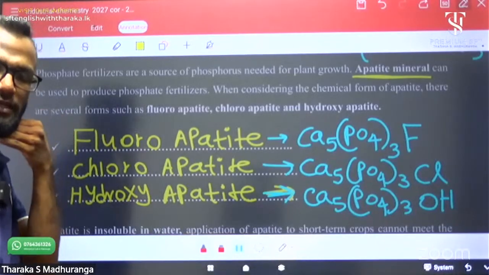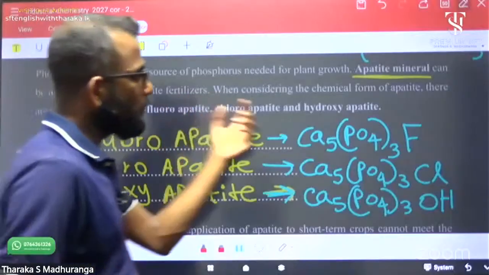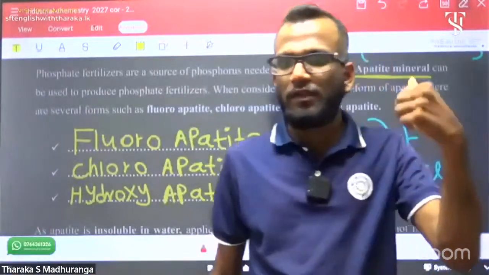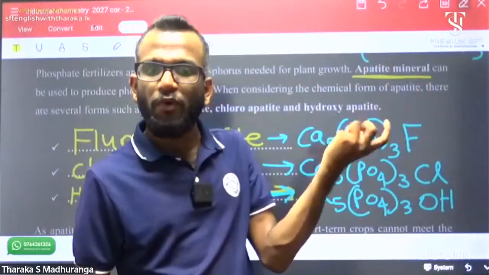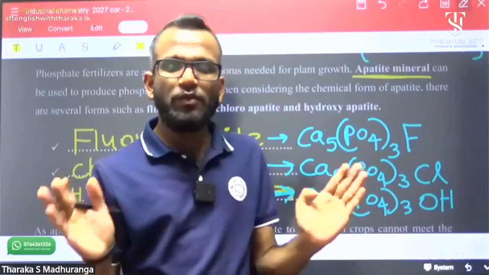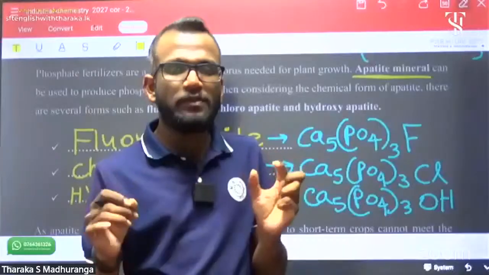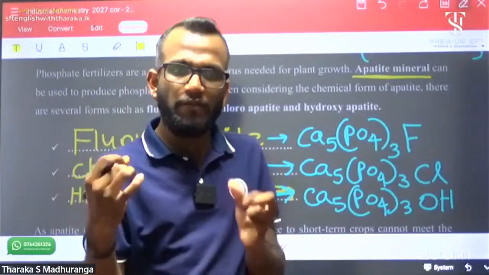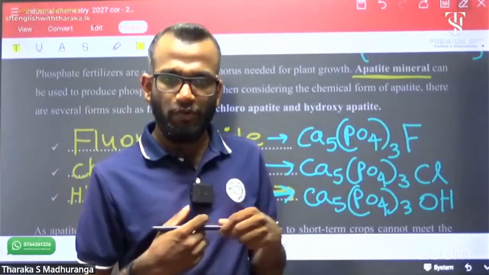Others complete. This formula is very important. Calcium phosphate with fluoro, that is fluoroapatite, chloroapatite, and hydroxyapatite. All those apatite types are available in the apatite resource.